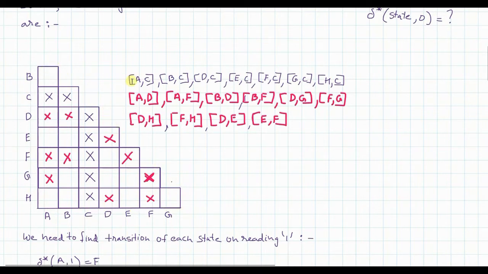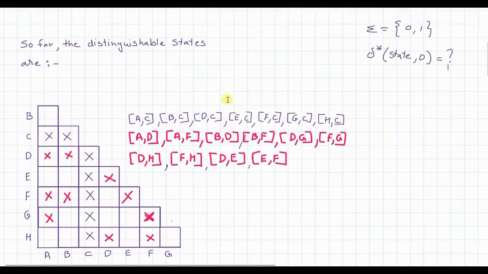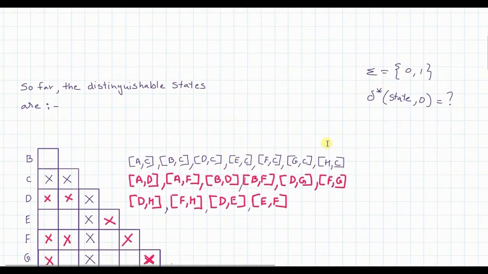Notice that although I am writing the distinguishable states here, it is for my reference, it is basically rough work. Now we will start with the next iteration. Whatever we have done for the previous iteration, the same thing will be repeated but on reading 1 instead of 0. So in the current iteration, we are going to find out the transition of each state on reading input 1, and we will do the same thing.